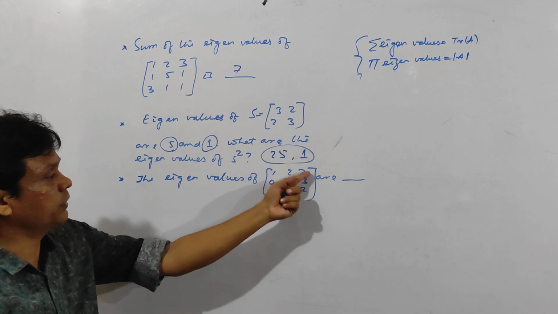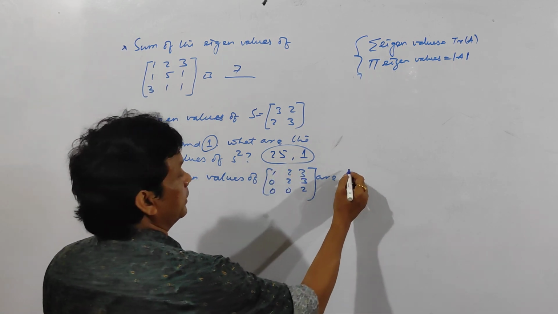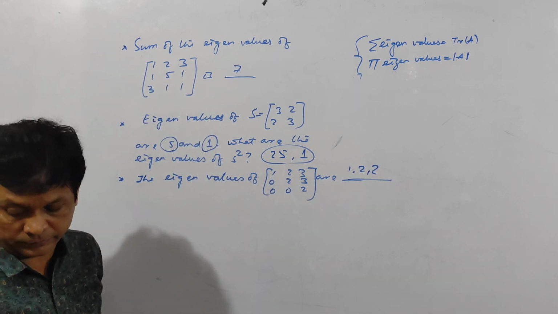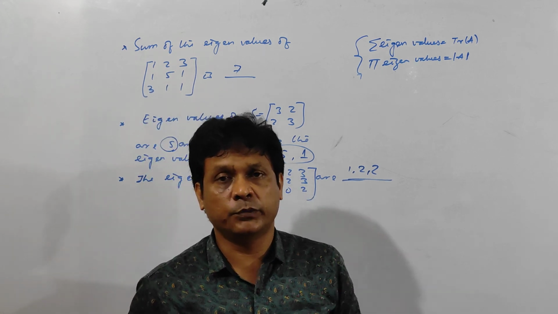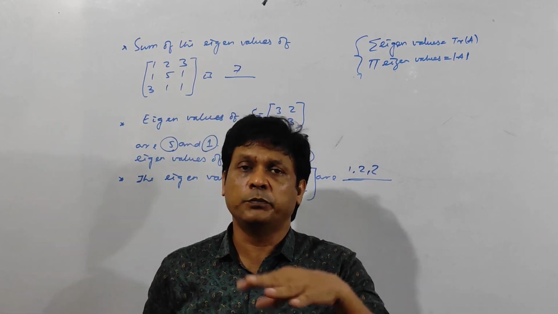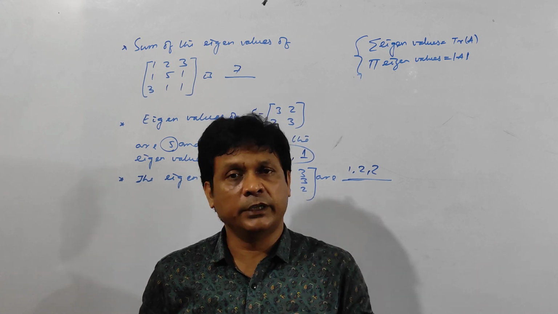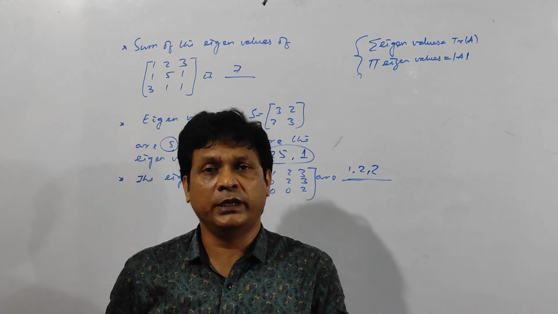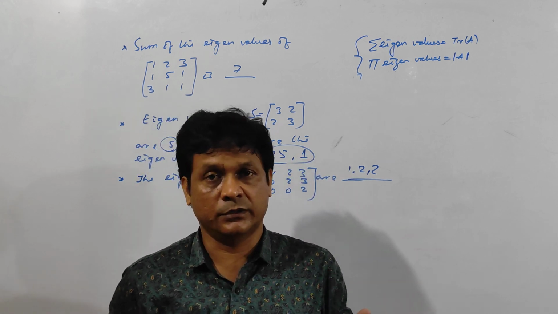Now the eigenvalues of this matrix. This is an upper triangular matrix, so the eigenvalues will be the diagonal elements: 1, 2, 2. So these are the eigenvalues. Clear? I have done the maximum number of questions. So first of all, remember all the properties and simply do the problems. You can do every question. Okay.